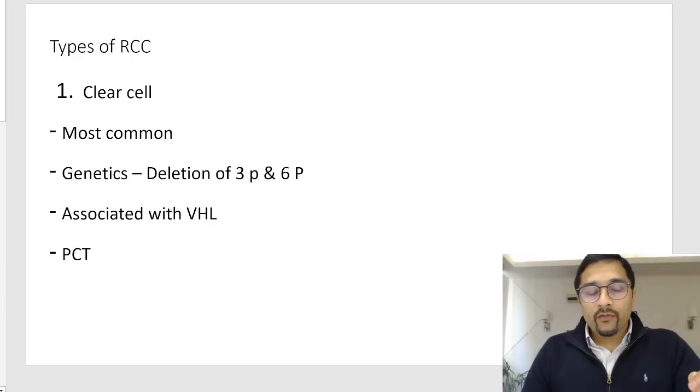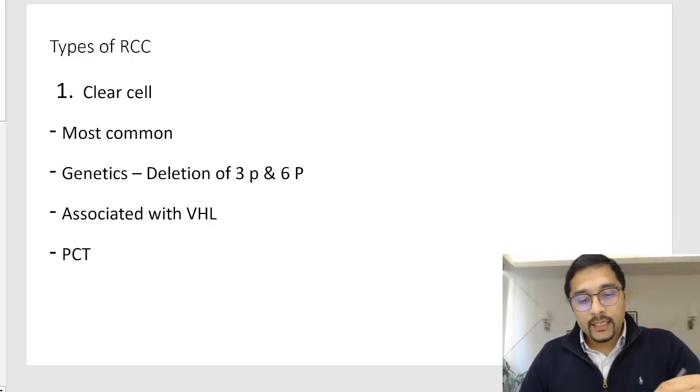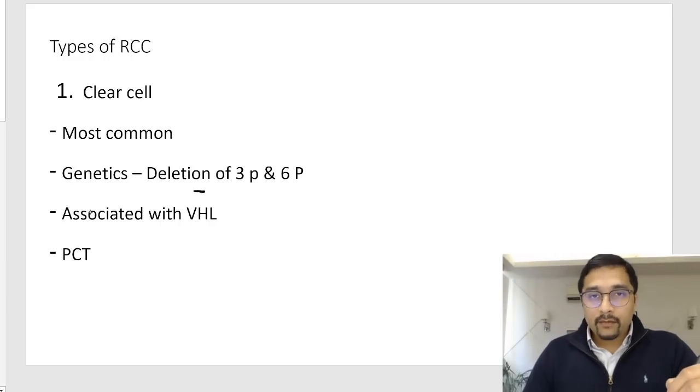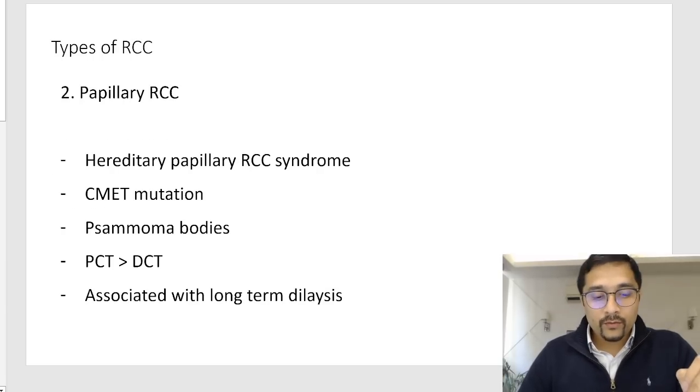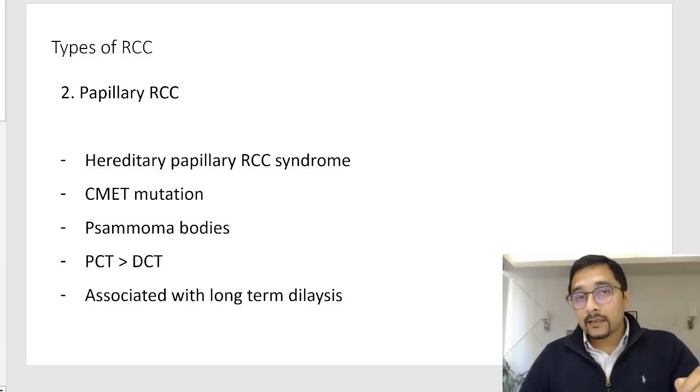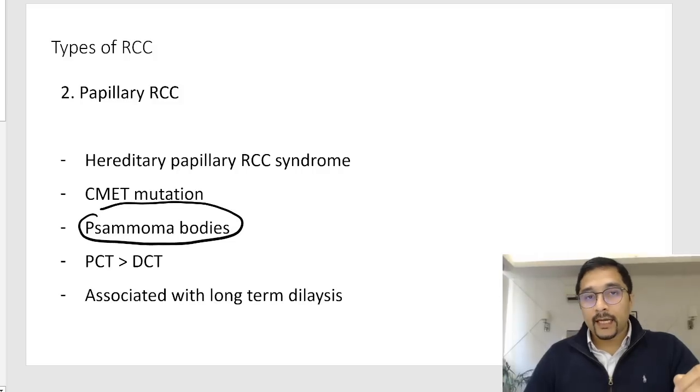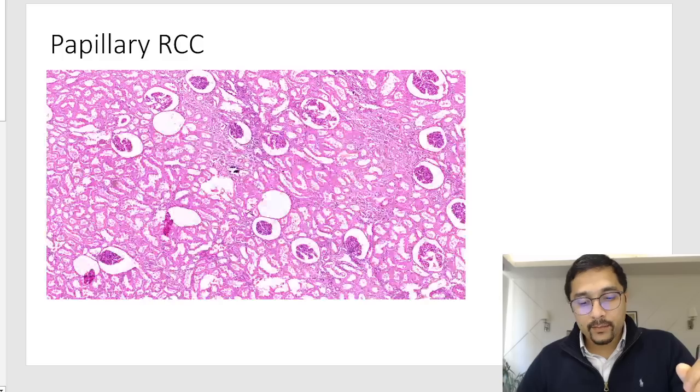The most common type of RCC is clear cell. There is deletion of 3p and 6p. It can be associated with VHL, that is von Hippel-Lindau syndrome, but most of the tumors are sporadic in nature. They arise from the proximal convoluted tubule. Papillary renal cell cancers: hereditary papillary RCC syndrome can be there, but again mostly they are sporadic. You can get psammoma bodies, this has been asked, and again mostly they arise from the proximal convoluted tubule. They can be associated with long-term dialysis therapy.